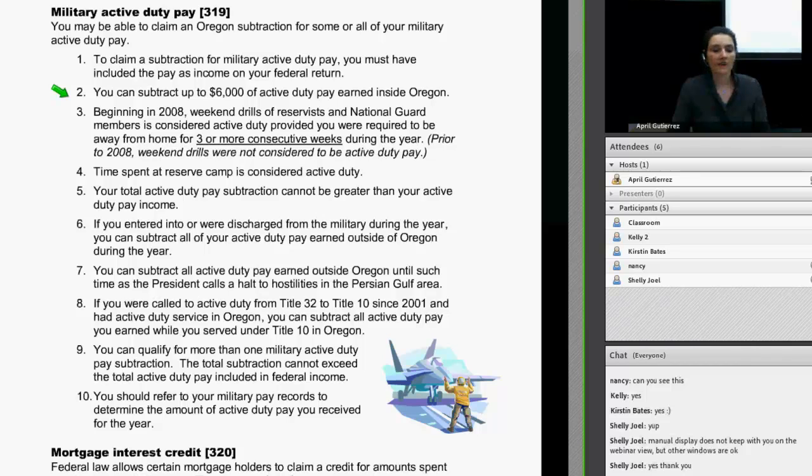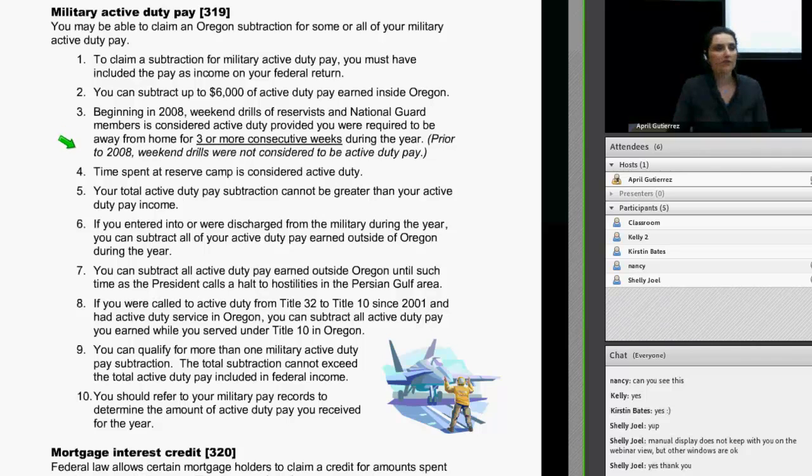Make sense? Also, you can subtract up to $6,000 of active duty pay that you earned inside Oregon. So you're stationed in Oregon, you worked in Oregon, you're a resident of Oregon, and you have active duty pay earned inside Oregon. You can claim a subtraction of up to $6,000 a year. If you're married and your spouse is in the military, you can each claim up to $6,000 a year.